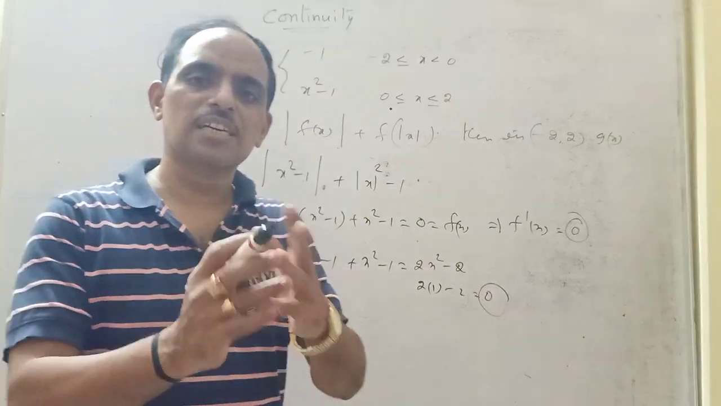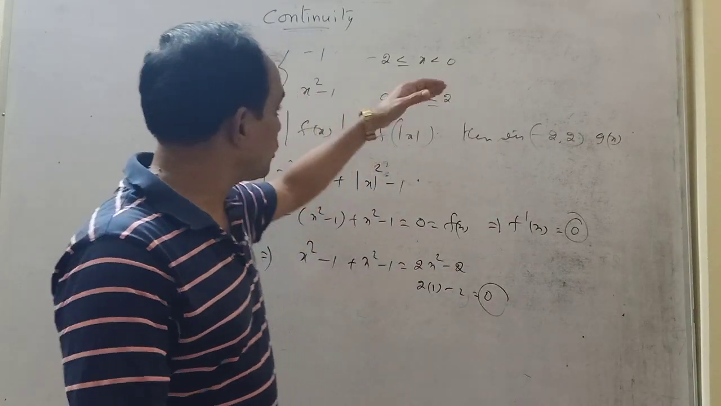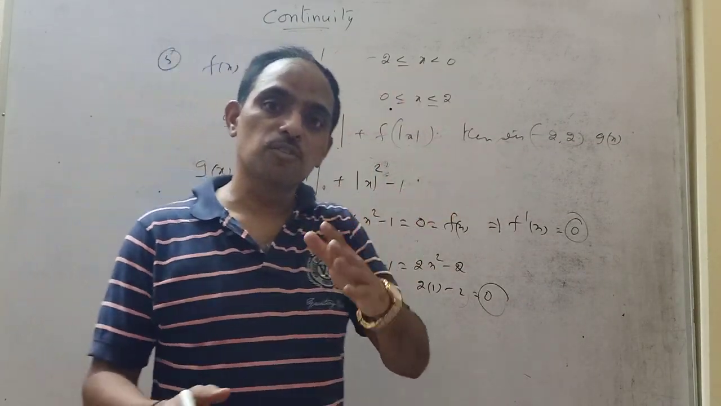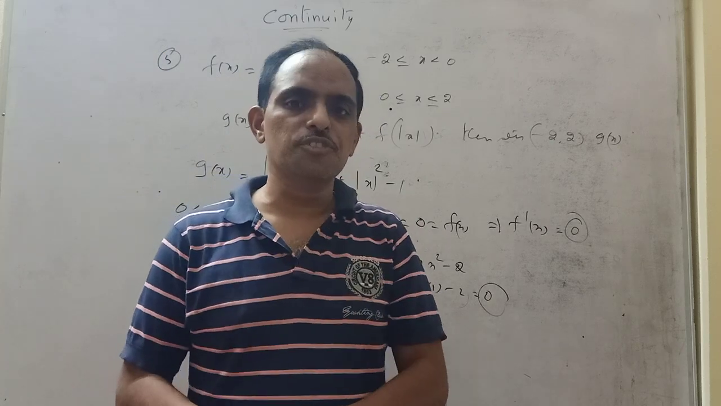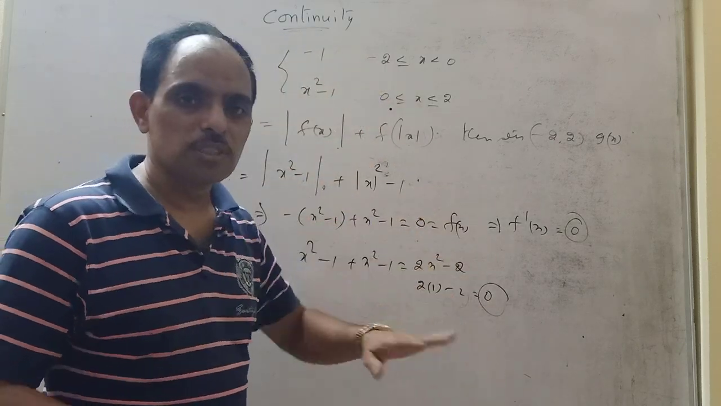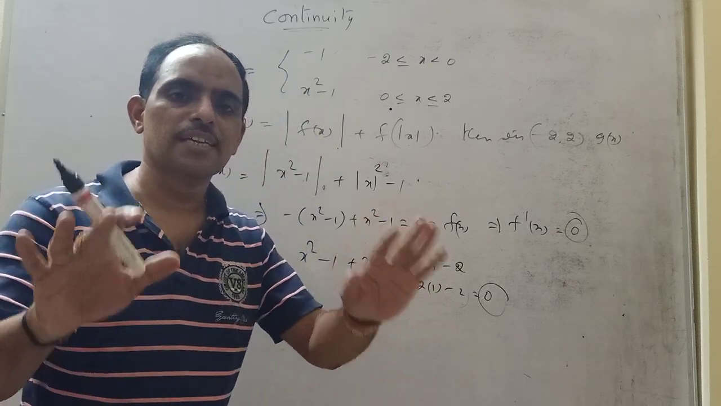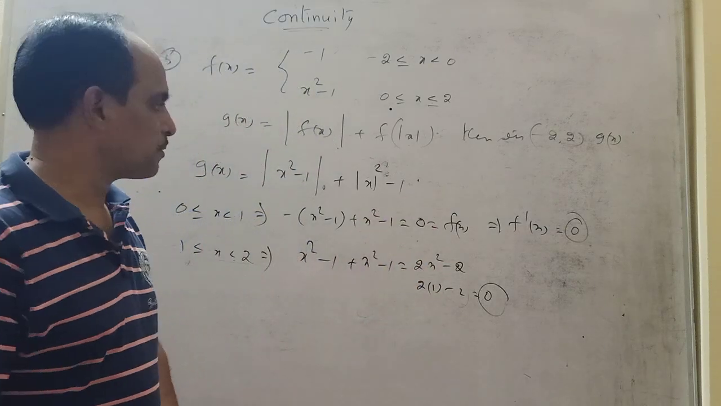That means the function is continuous. Okay. And here is also in between minus 2 to 0. I already told you that you have to remember the answer is 0. So the entire value is 0. That means g of x is continuous at x is equal to 0. Then what about differentiability? Okay.